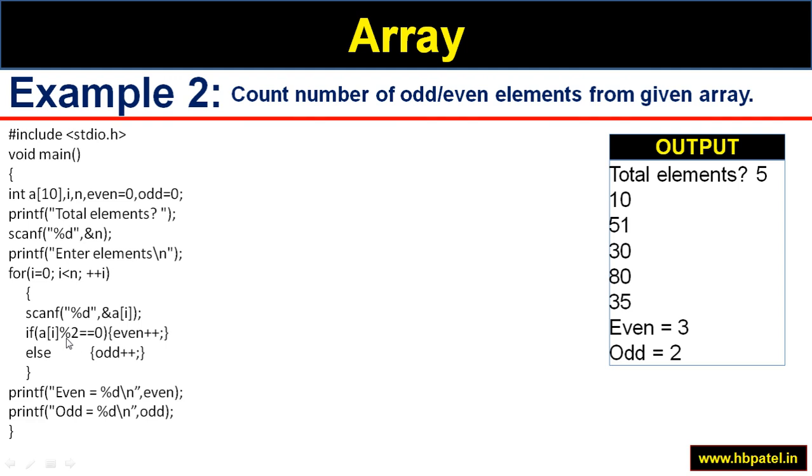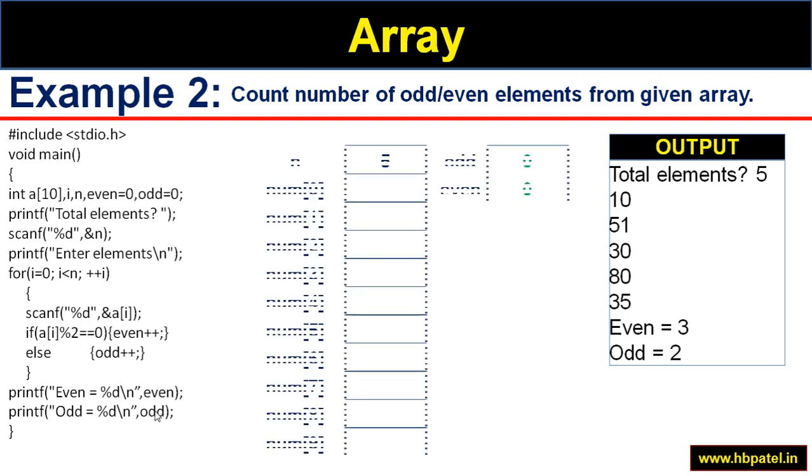So if Ai modulo 2 equal to 0, means if I divide a number by 2 and the remainder is 0, in that case the number is even. So I'll be incrementing the even counter. Otherwise, if the number is not even, it has to be the odd one. So in the other case, I'll be incrementing the odd counter. So at the end, I'll be displaying even and odd. Let's try to see this.